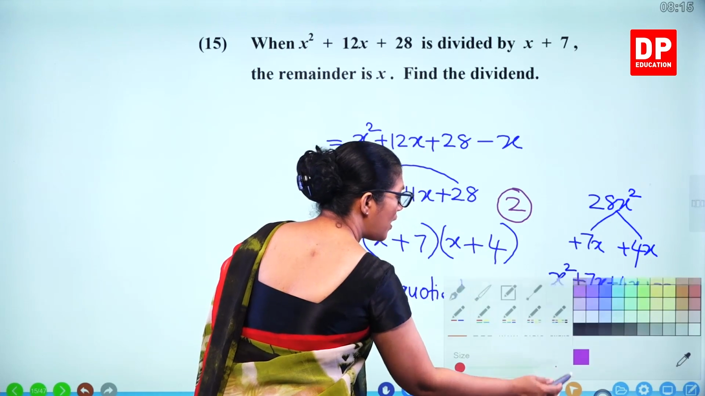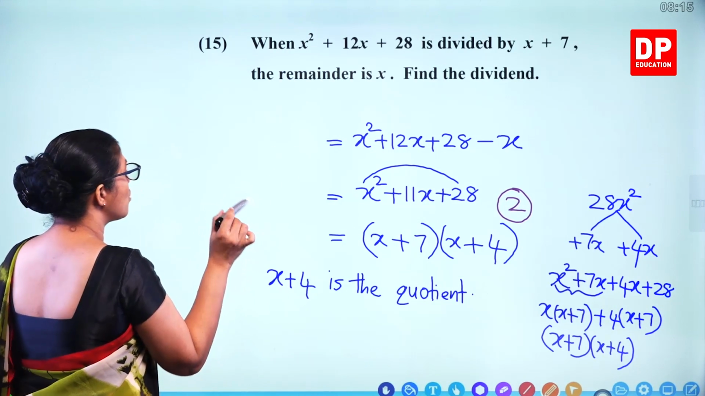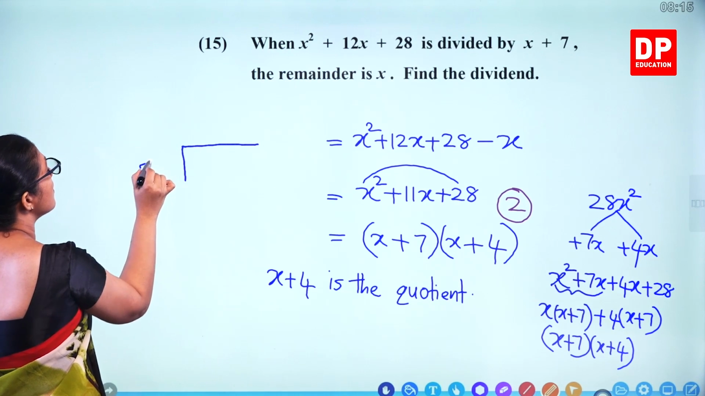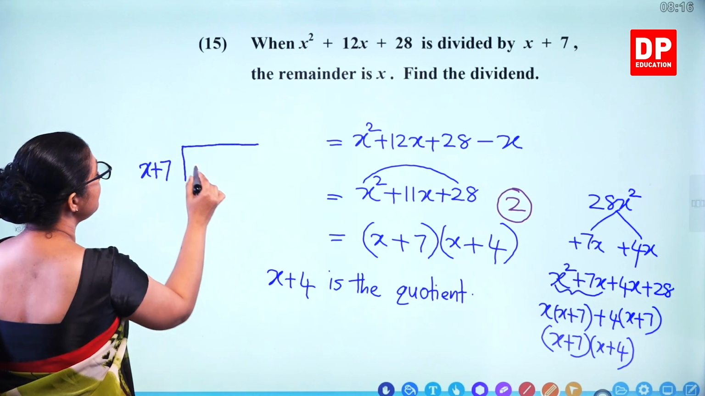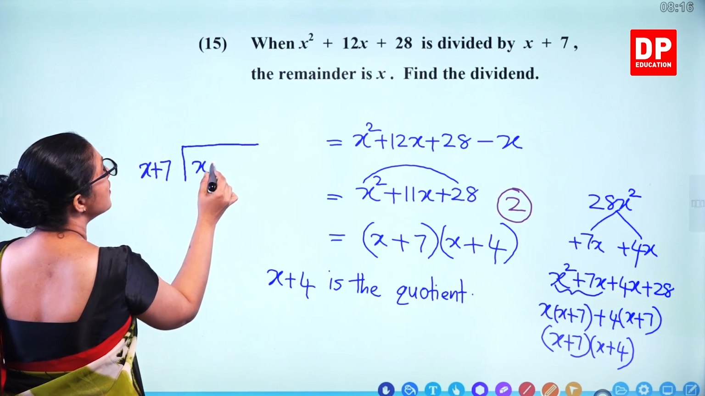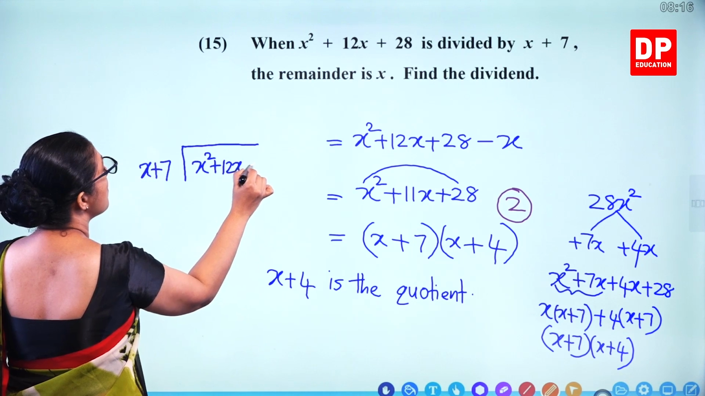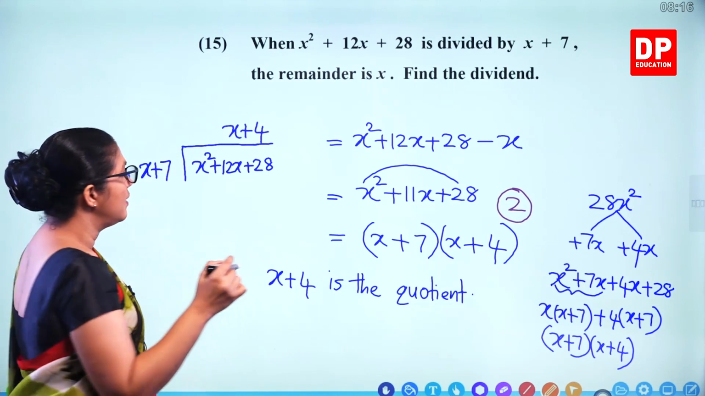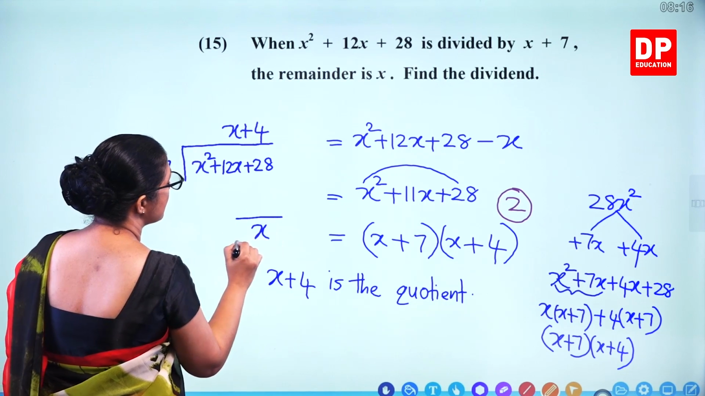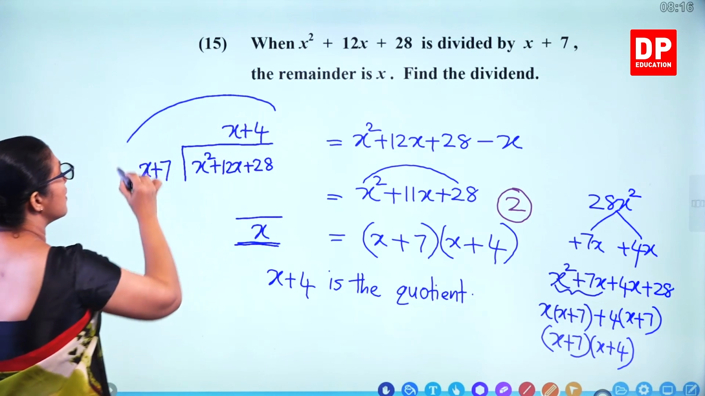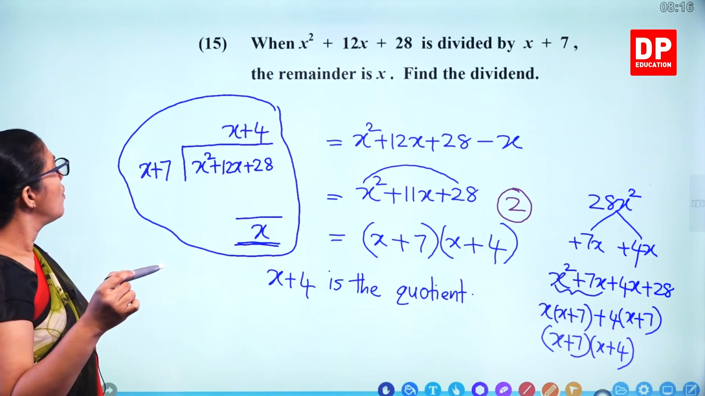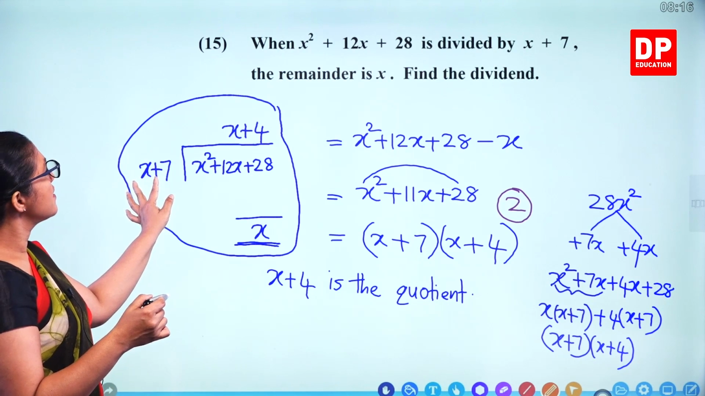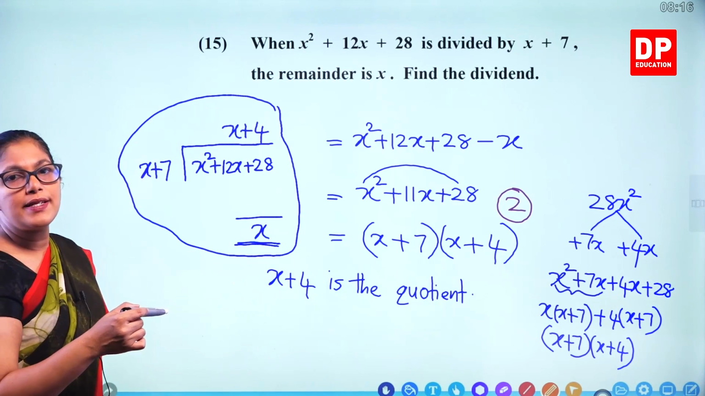If you are showing this exactly with long division, this is what you get. So when you divide x plus 7 by x squared plus 12x plus 28, you get x plus 4 here and the remainder x. So that's what you are getting when you do division. When this is the expression, this is the divisor and the quotient, and you get the remainder.